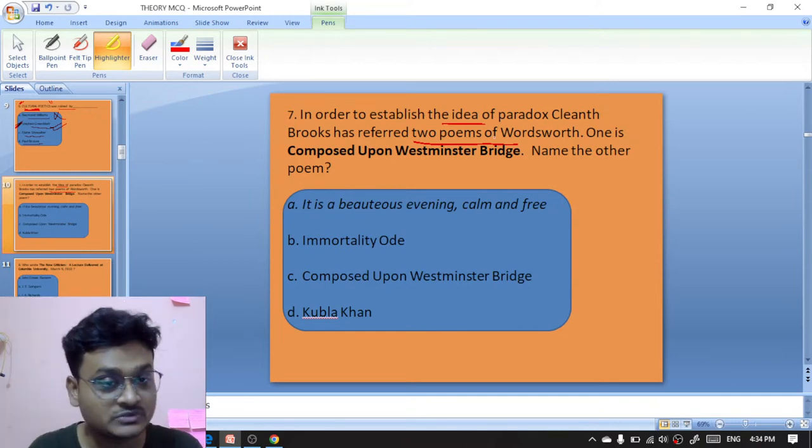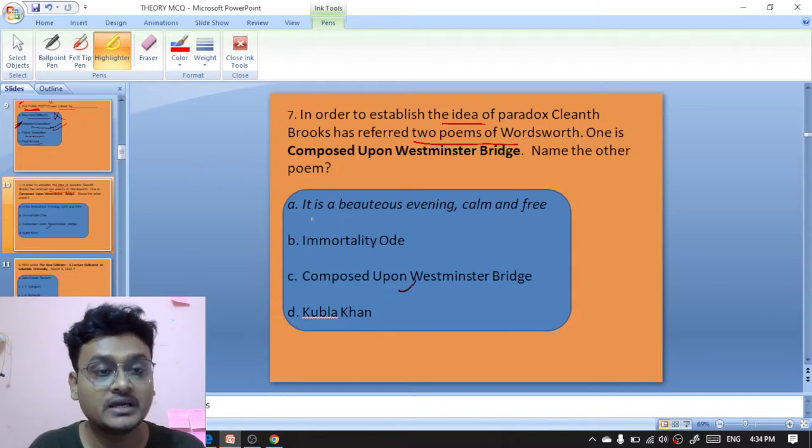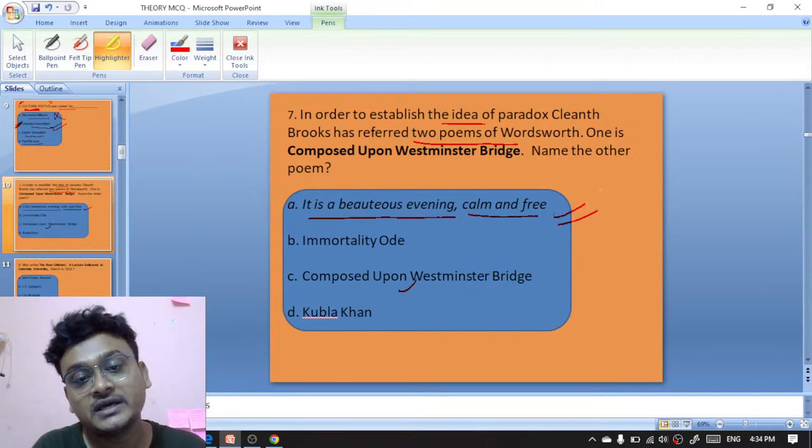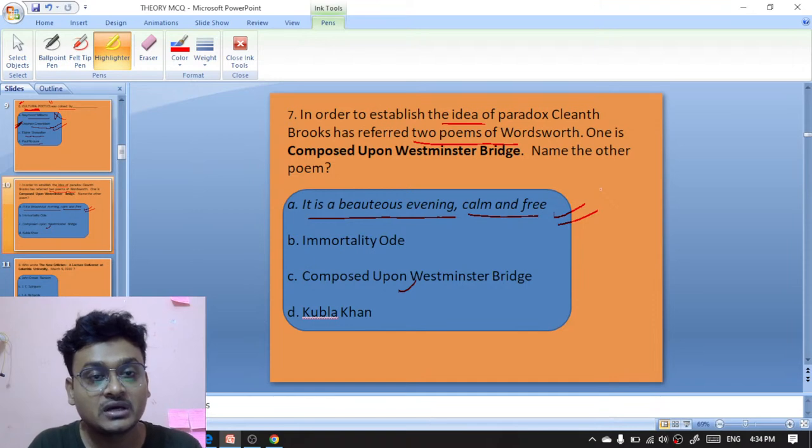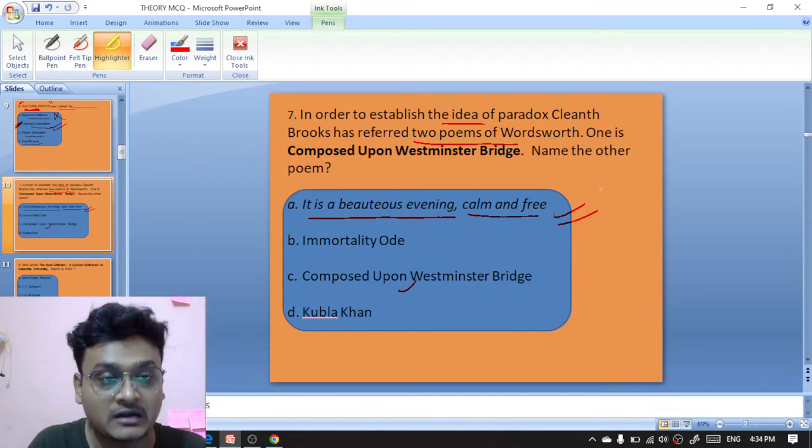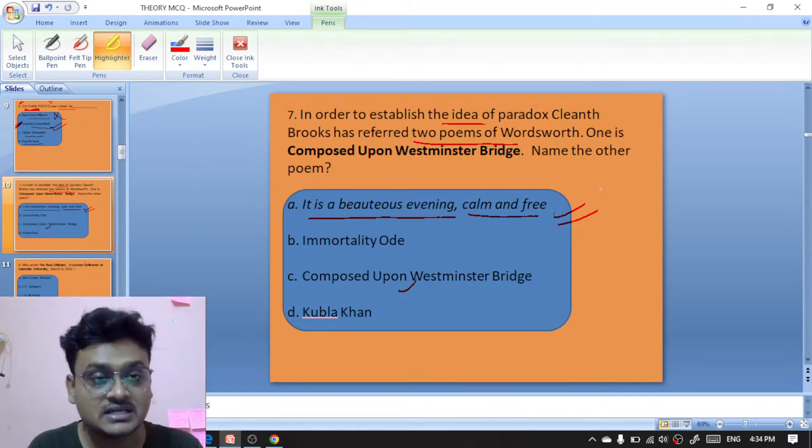So Composed Upon Westminster Bridge is one poem, and the other poem is It Is a Beauteous Evening, Calm and Free. So here the two poems that were referred to by Cleanth Brooks in his establishment of paradox were Composed Upon Westminster Bridge, and the second one is It Is a Beauteous Evening, Calm and Free.